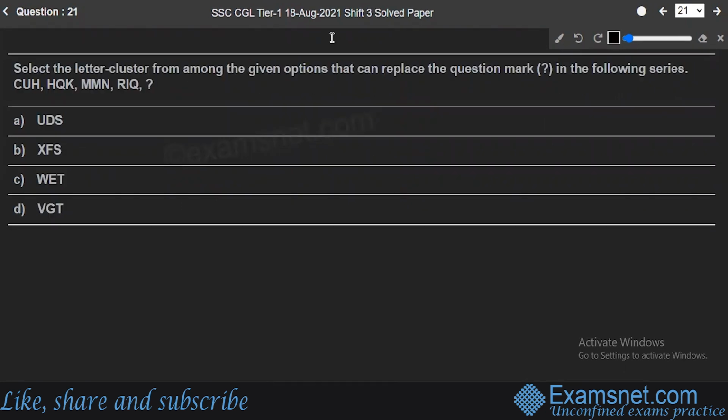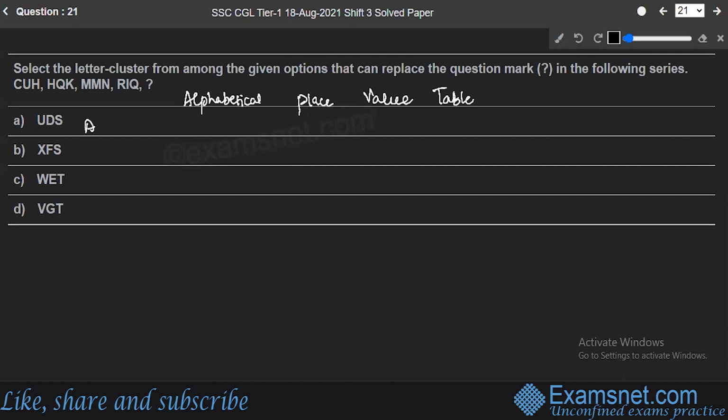Question number 21. Select the letter cluster from among the given options that can replace the question mark in the series. So here's the question mark. You have to find out whether A, B, C, or D will fill in the place of the question mark. In this question, you will be making use of the same alphabetical place value table that we discussed before. Students, I already told you, please keep this table handy with you whenever you are doing this paper, because you'll be using this table in a number of places.